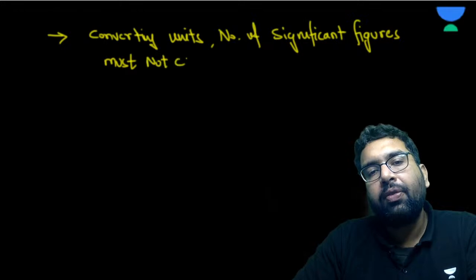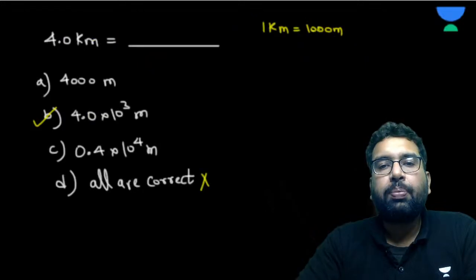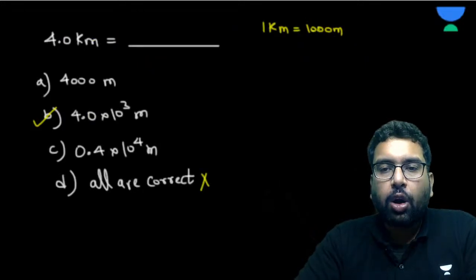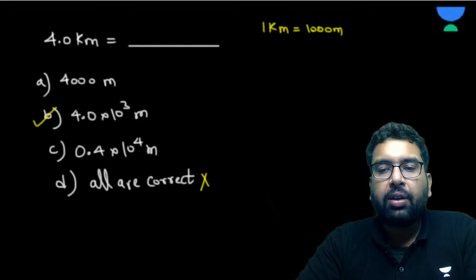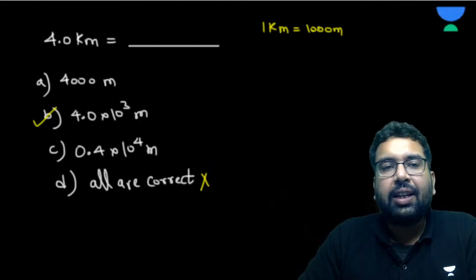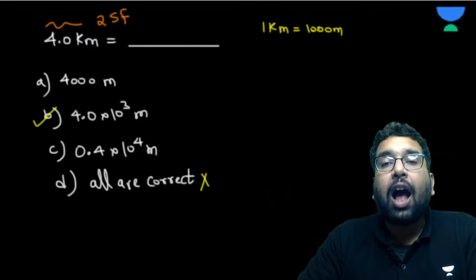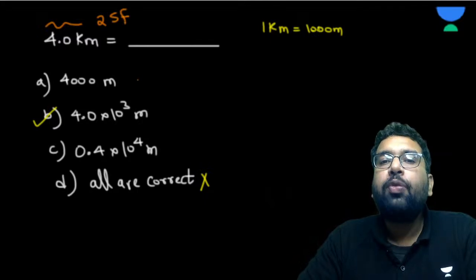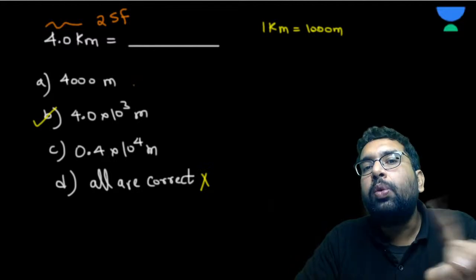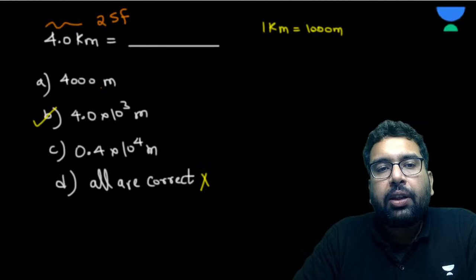If you have gone through the significant figures chapter, you must know that we cannot change the number of significant figures during the conversion of units, right? Now if I see this 4.0 kilometer, what is the number of significant figures? We have two significant figures. How come we have two? For that, we must understand the rules of significant figures.